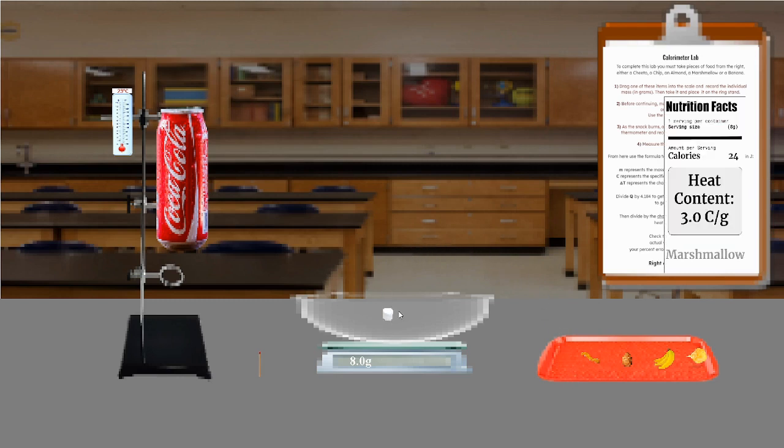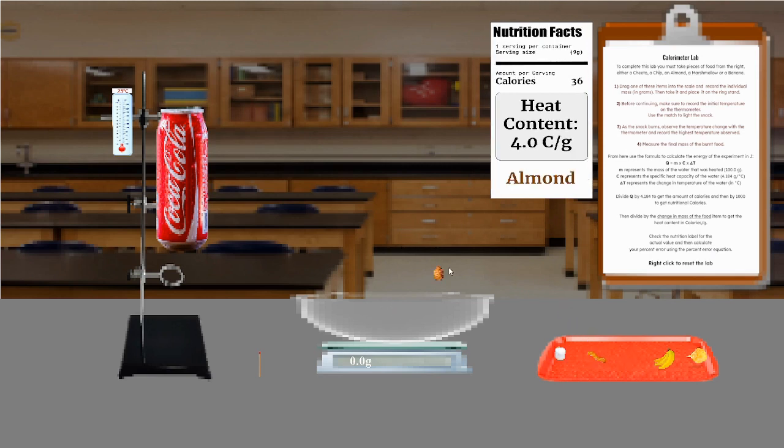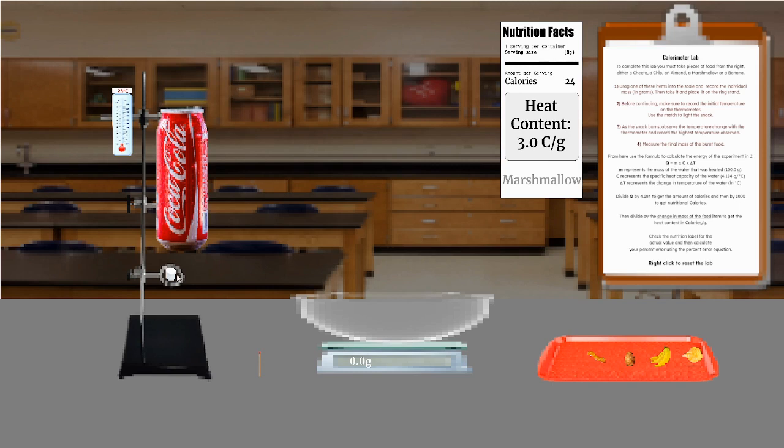On the right, they are presented with different snacks to burn. In the middle, a scale to measure the mass, and then finally on the left, a ring stand with a can of water. Students will mass out each object, then burn them underneath a homemade calorimeter by dragging a match. From here, a change in temperature can be observed.